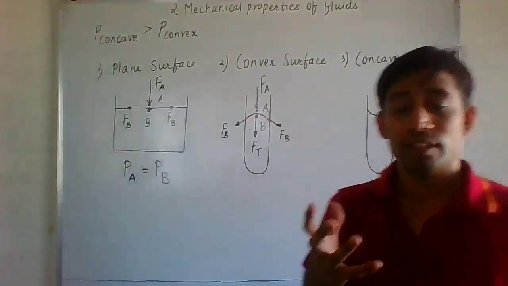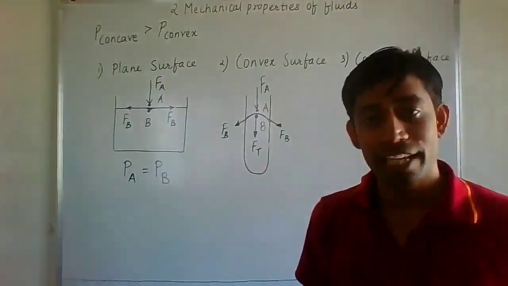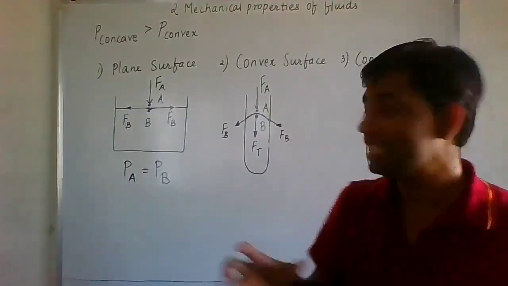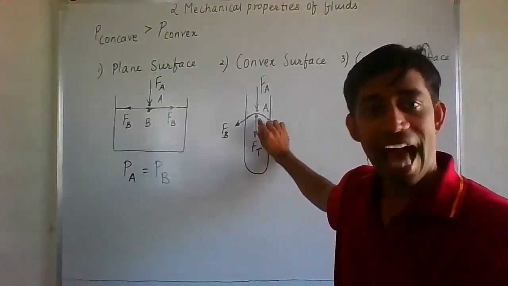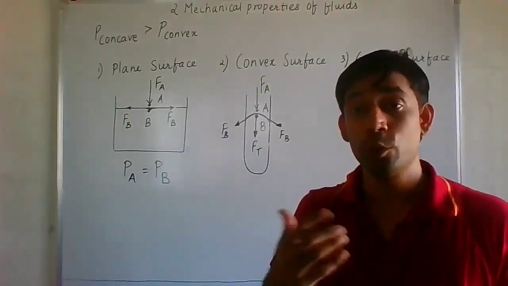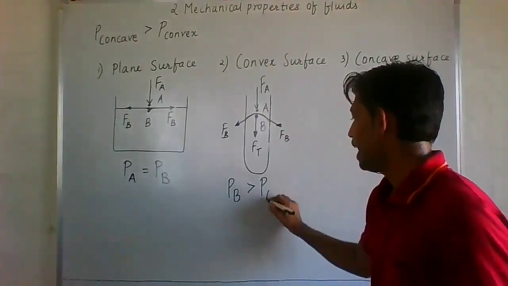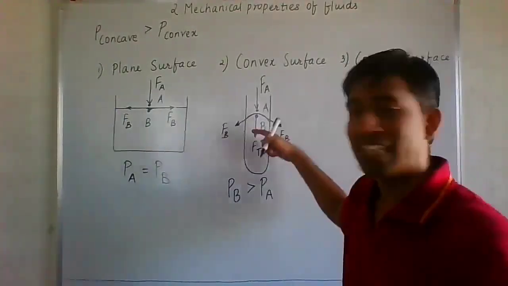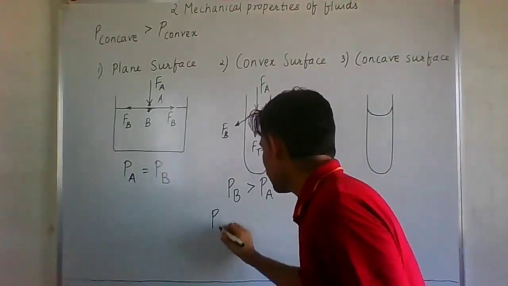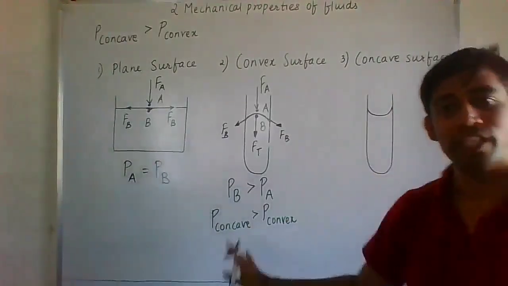Observe at point B, the force due to A as well as Ft are in the same direction, so they get added. So due to these two forces, I can say that more force is exerted on point B as compared to point A. So point B is under more pressure due to the addition of these forces. So what can I write? Pressure at B is greater than pressure at A. And we know the B side will be called the concave side and the A side will be called the convex side. So I can write pressure on concave is greater than pressure on convex. So here we prove this part.